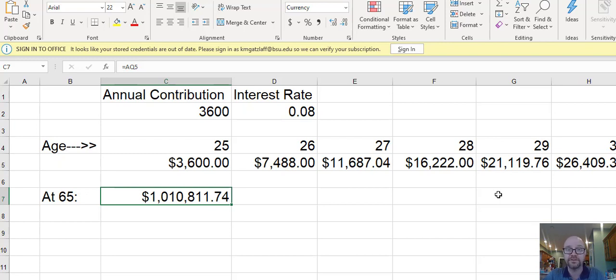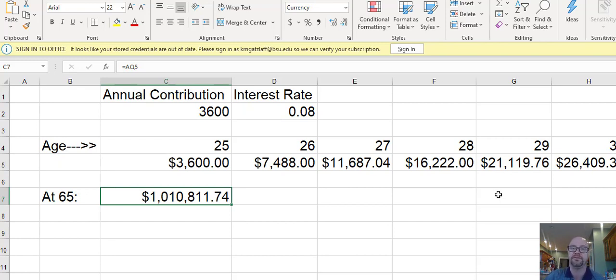So if you want to wait till 35, that's fine. You're going to have half of what you could have. Those first 10 years double the amount that'll be available for you at retirement. It's huge.